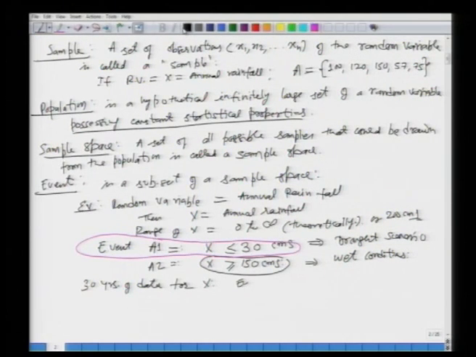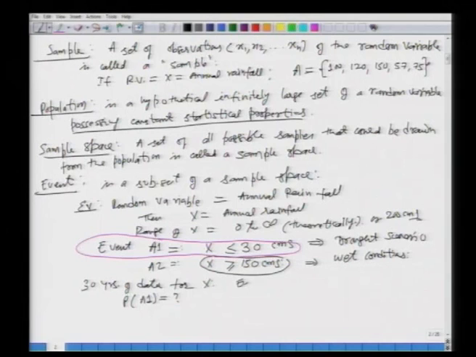How can you find the probability of the event A1 occurring? Probability of A1 is equal to what? How will you find this out? If you have 30 years of data for annual rainfall, think about it. I will give you the answer a little later. It is a simple concept of probability. You can just count the number of years in which the rainfall was less than 30.